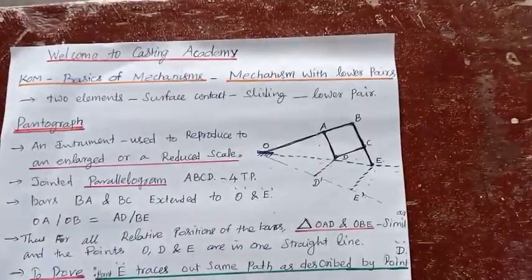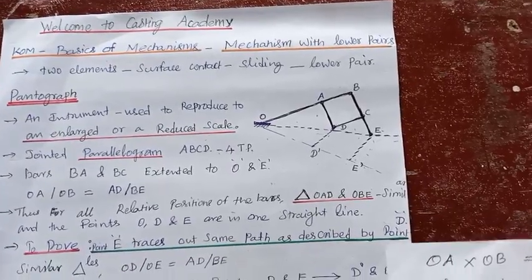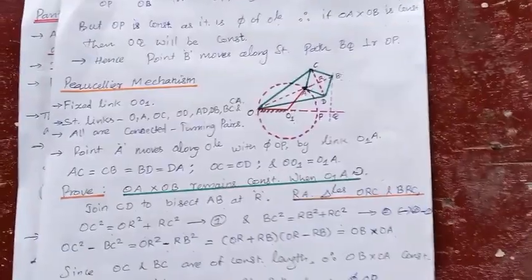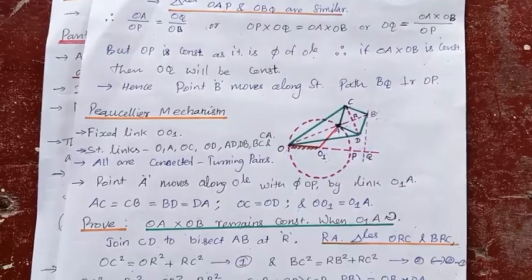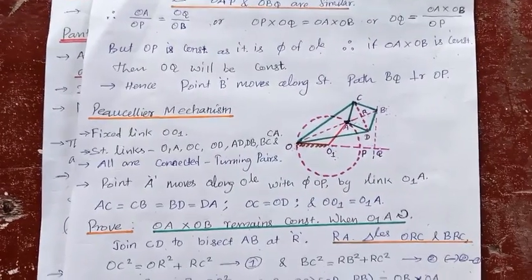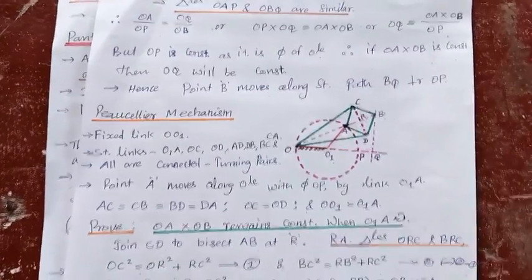I hope you all understand the mechanisms with lower pairs: the pantograph, the straight line mechanism and the Peaucellier mechanism. In the remaining classes in future, we will see the related formulas for this.